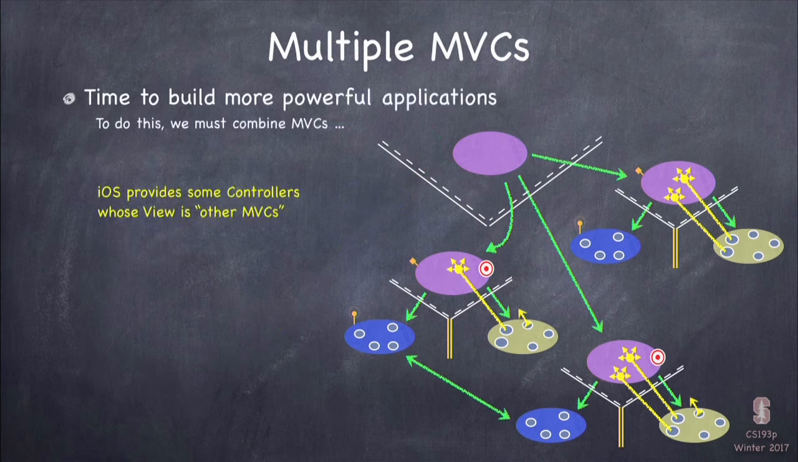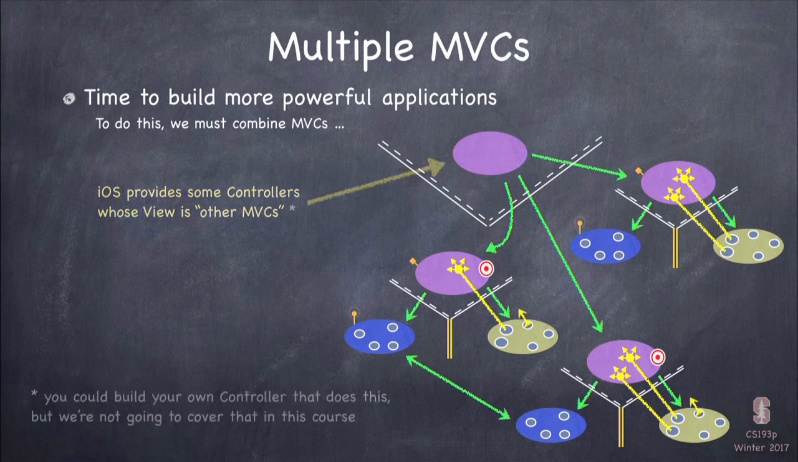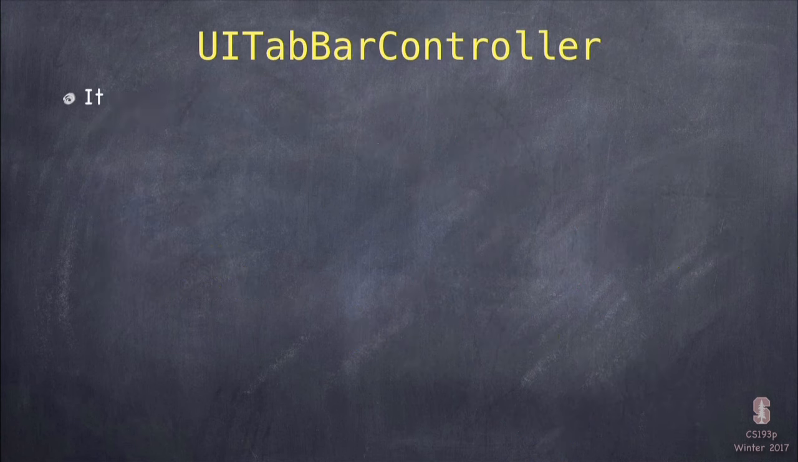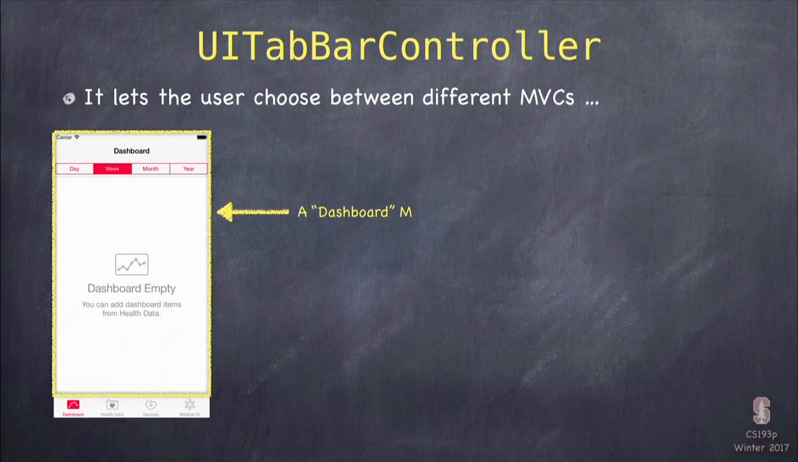We combine these MVCs using kind of, I don't want to say special because you could write your own, but built-in MVCs that come with iOS. And these MVCs are built using other MVCs as part of their view. So, yes, you can build your own. So, for example, here's the three that we do most of our building with, or pretty much all of our building multiple MVCs. There's the tab bar controller, a split view controller, and a navigation controller. So I'm going to go into detail here about how each of these controllers are controllers of MVCs whose view is other MVCs. Okay? So here's tab bar controller, for example.